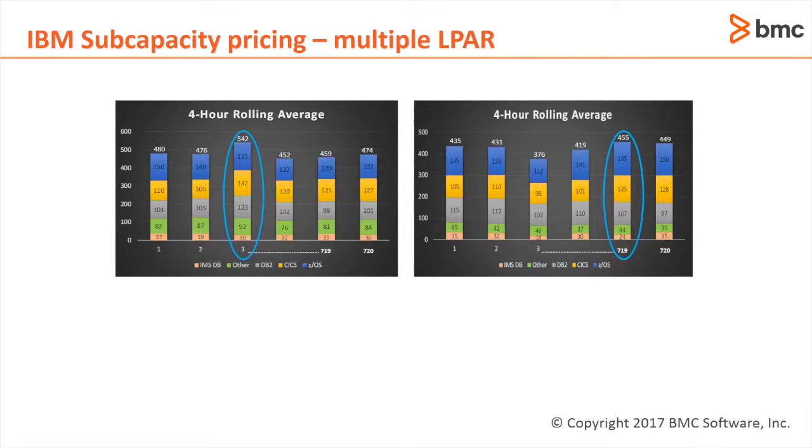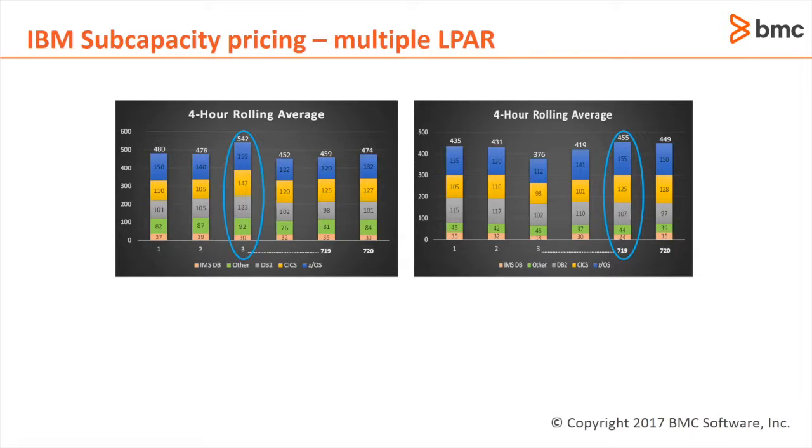Most environments have more than one LPAR, and calculating the peak rolling 4-hour average becomes more complex with each additional one. The subcapacity rolling 4-hour average is calculated based on the combined rolling 4-hour averages for all the LPARs where a product is running. In this example, even though LPAR 1 has a peak rolling 4-hour average of 542 MSUs in interval 3, and LPAR 2 has a peak of 455 MSUs in interval 720, the peaks are not simply added together to get the aggregate.